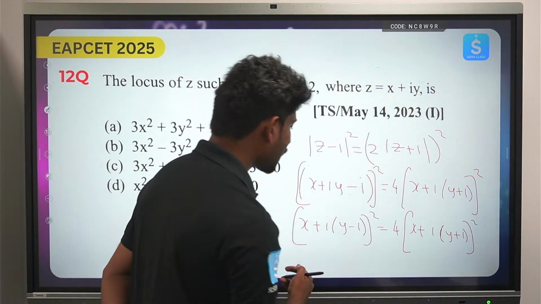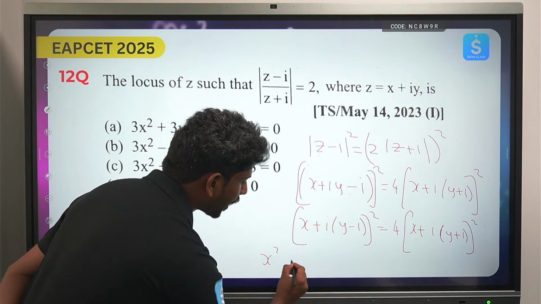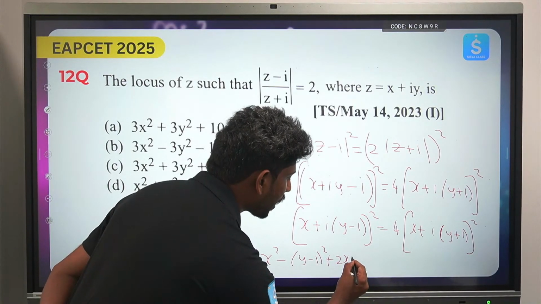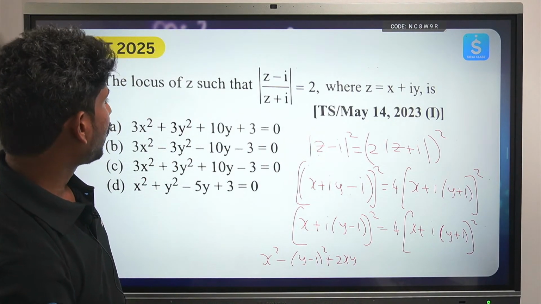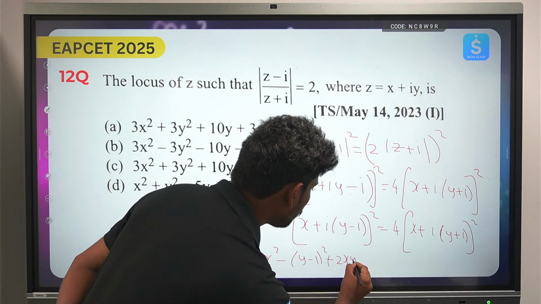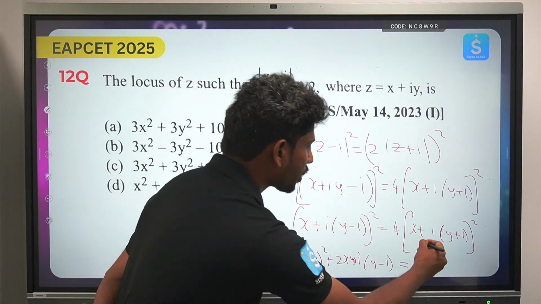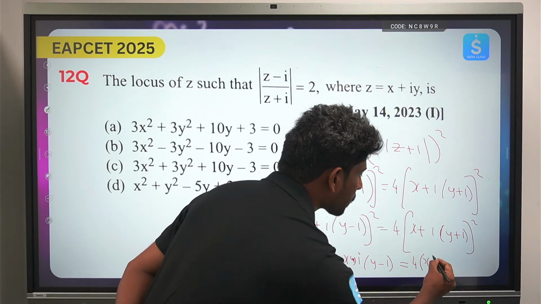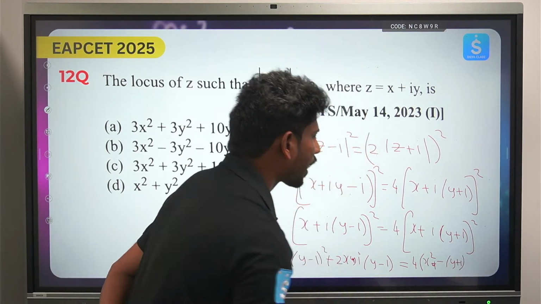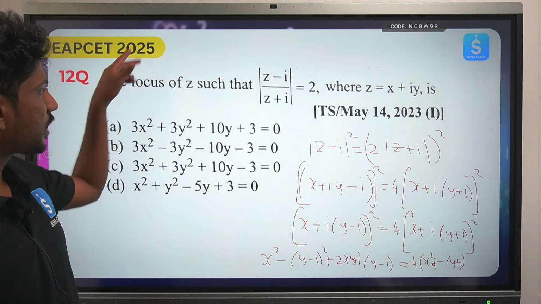Now you can use the a plus b whole square formula: x square, i square is minus 1, so this will become y minus 1 whole square plus 2xyi, and 2x into i times y minus 1, the same thing. And here also you can just write 4 times x square plus i square, again it will become minus 1. So expand this whole thing. If you expand, you will be getting the locus directly, and you can solve this and finally find what locus has been formed.